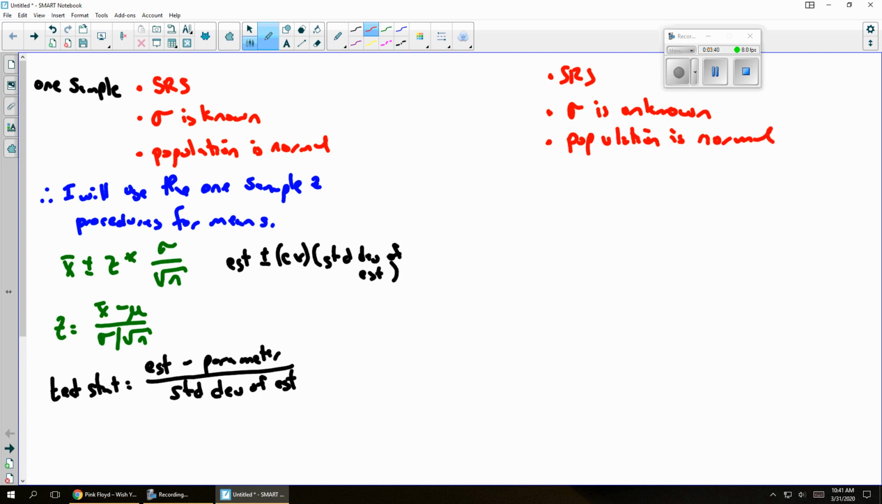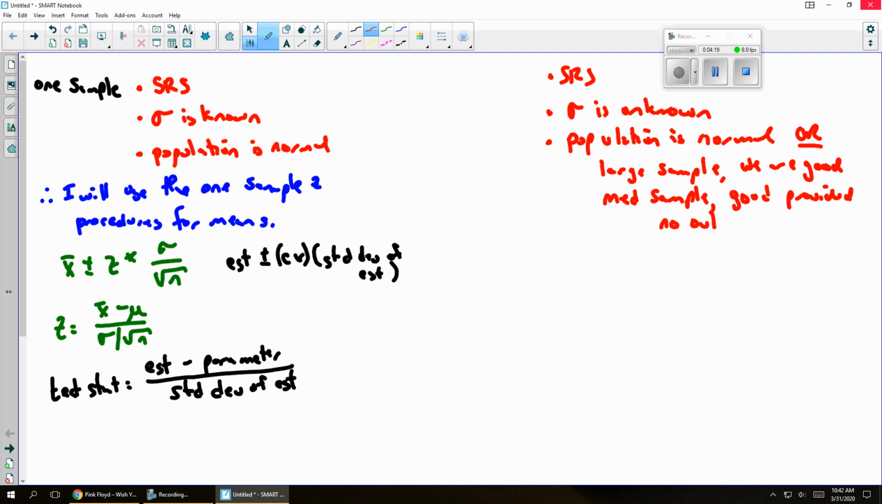or we had a way of relaxing that a bit, and we said we could have, if we had a large sample, then we are good due to the central limit theorem, telling me I'll end up with something that's approximately normal. Or I have a medium sample, and I'm good there, provided no outliers or extreme skewness. Or I have a small sample, and I'm good if I have approximate symmetry.